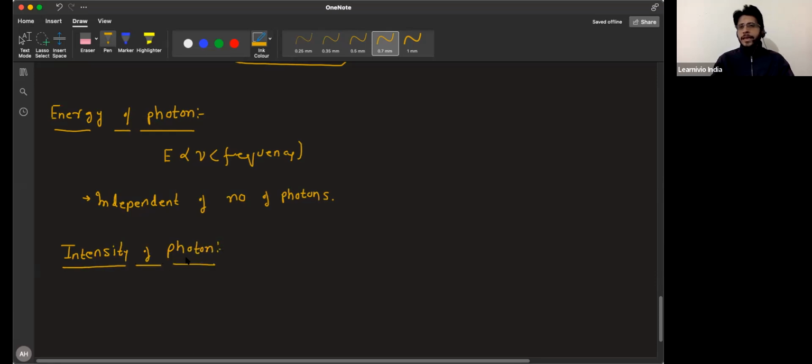So when we say intensity of photon, it means number of photons per unit area per unit time. That's intensity.